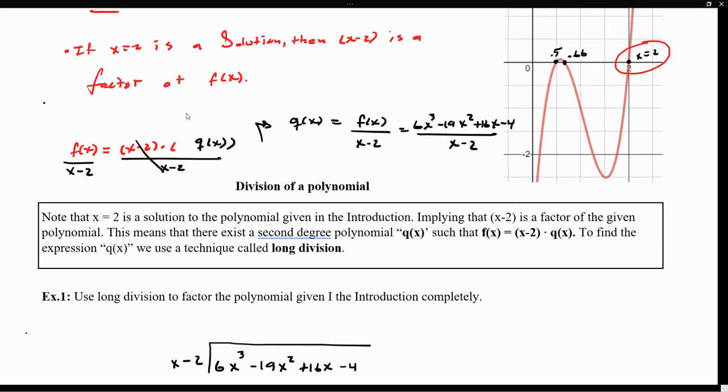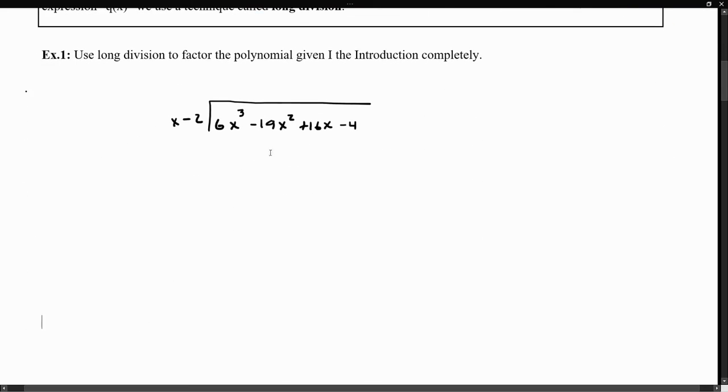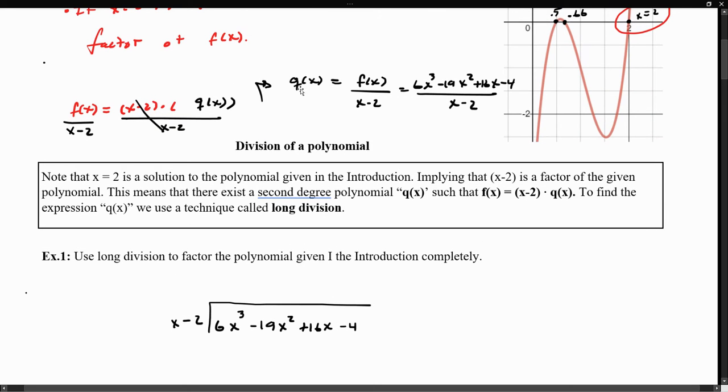The way we write down this division is that the numerator is always going to be inside the box, and the denominator we write on the left-hand side of the box. So this is just the setup. This is the numerator, and it's being divided by x minus 2. Now, how are we going to define this q of x?